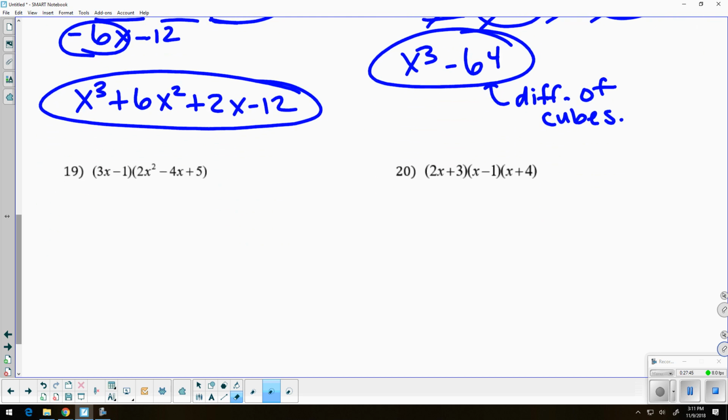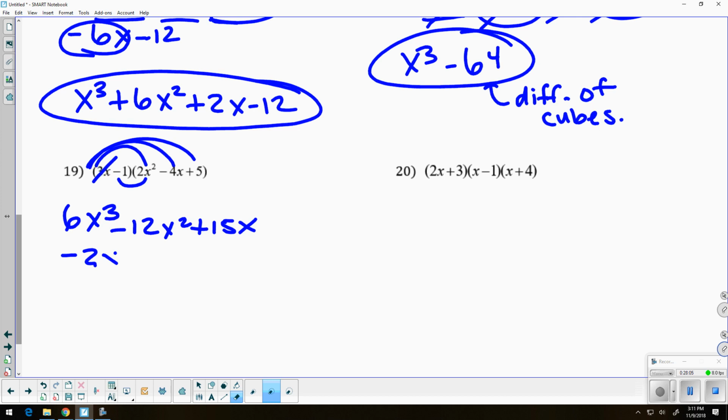But now 19, again, just distributing, FOILing this out. So 3x, if I multiply by the first one, that'd be 6x cubed. And then 3x times negative 4x is negative 12x squared. 3x times 5, that's 15x. So we're done with that. And now distribute negative 1. So you'd have a minus 2x squared plus 4x minus 5.